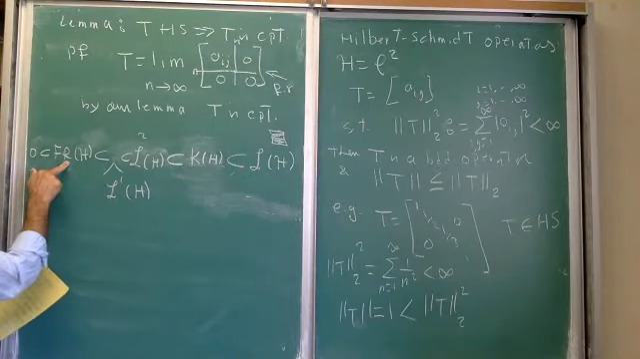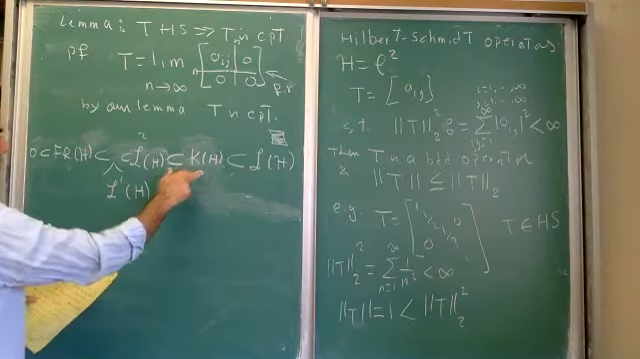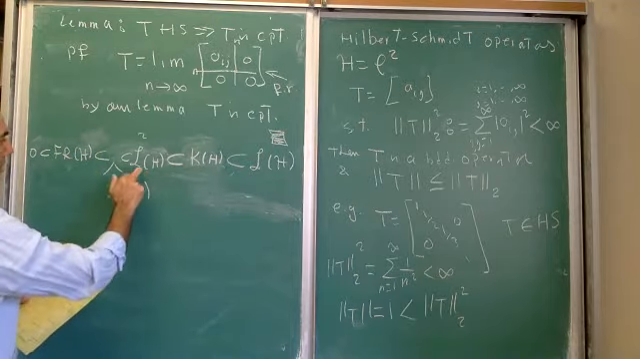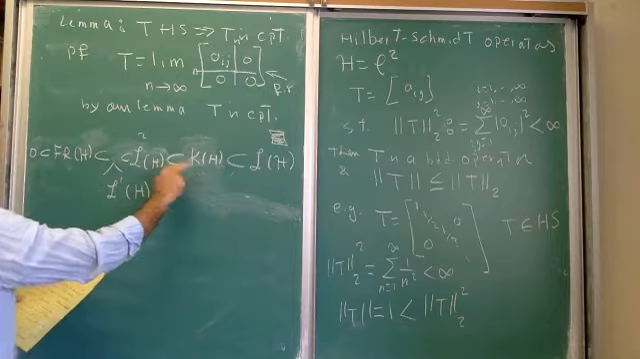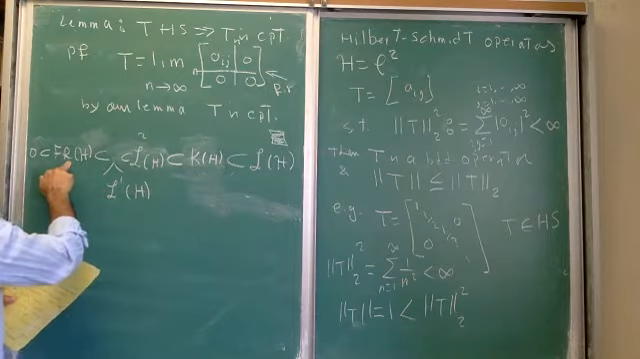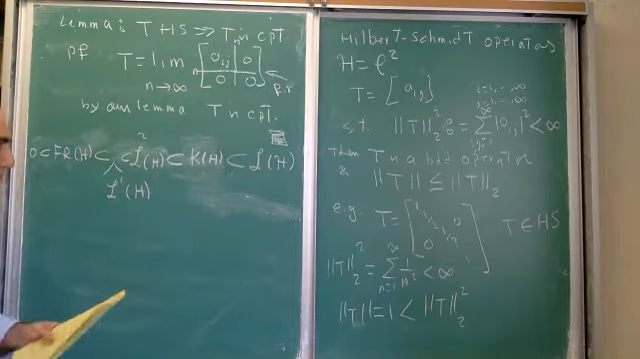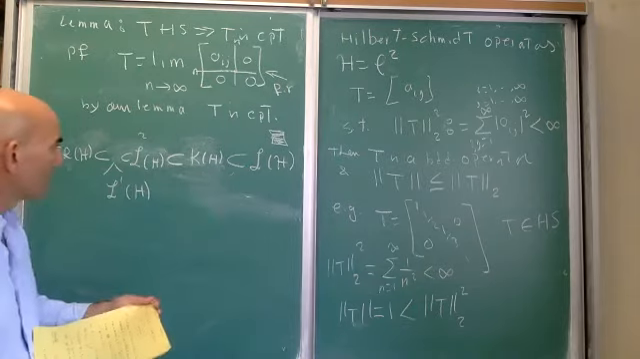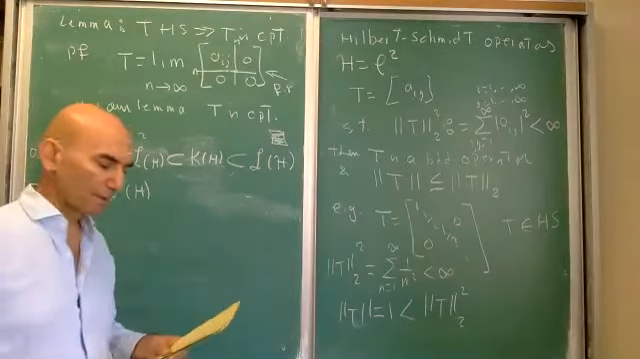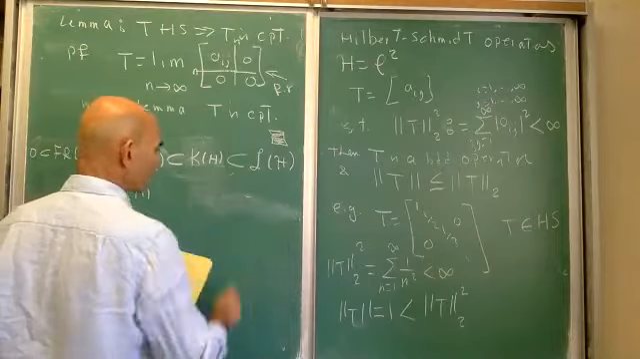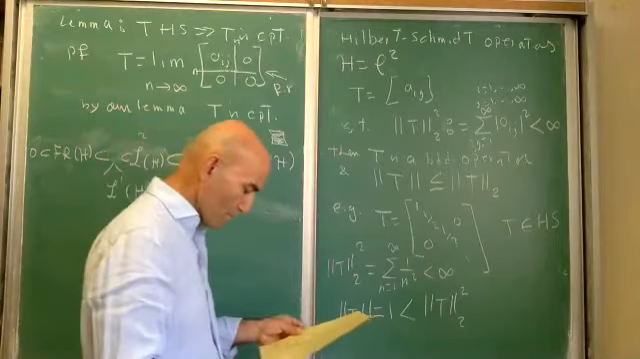So this we checked is an ideal. All these guys are going to be two-sided ideals. This is closed. These guys are not closed. That's the situation so far.